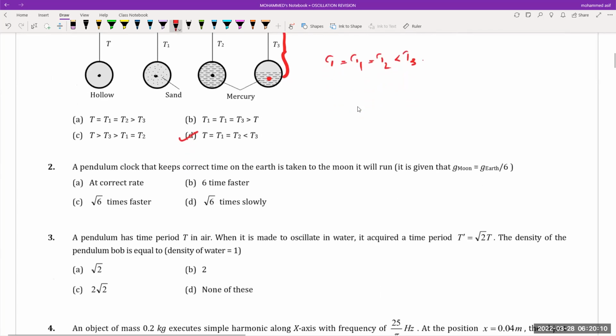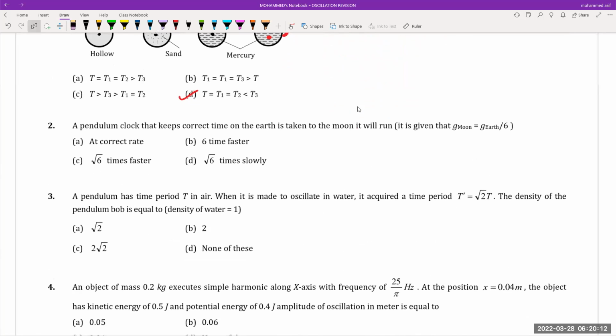Clear? Sure. A pendulum clock that keeps the correct time on the earth is taken to the moon. It will run. So time period का फॉर्मूला क्या है बेटा? T is equal to 2 pi under root of L by g. यानी time period on earth divided by time period on moon will be equal to under root of g on moon divided by g on earth. देखो जल्दी से करके बताओ.